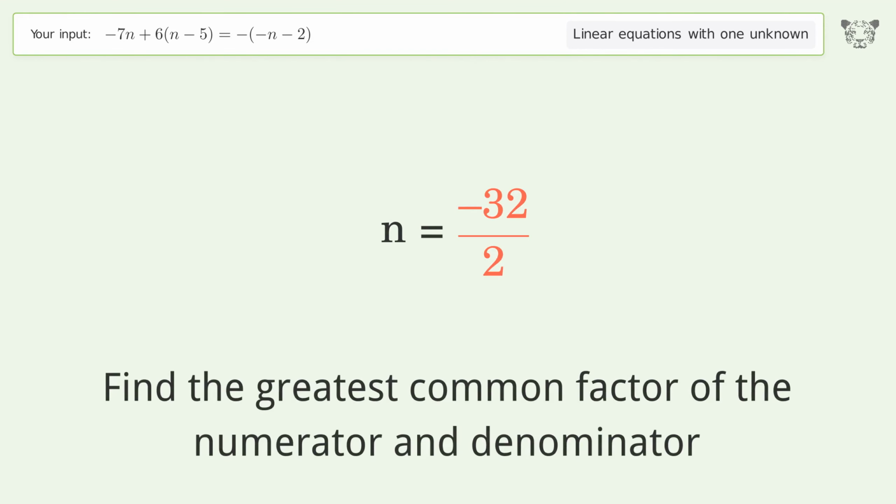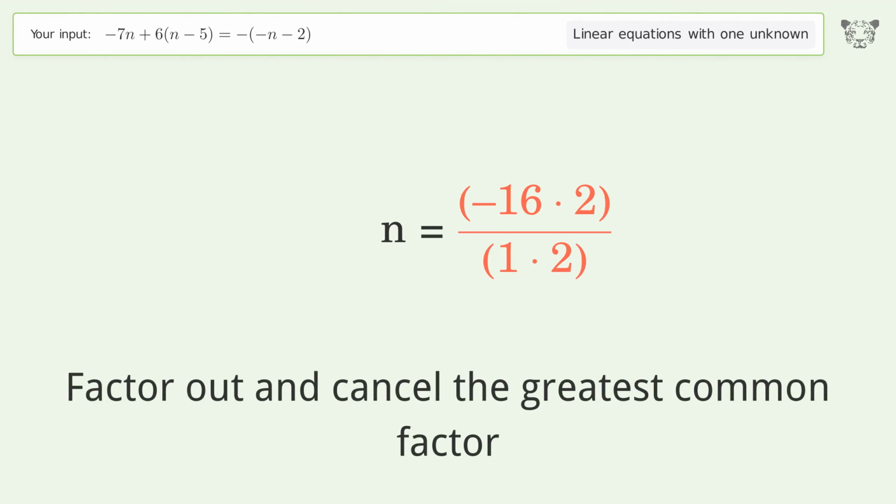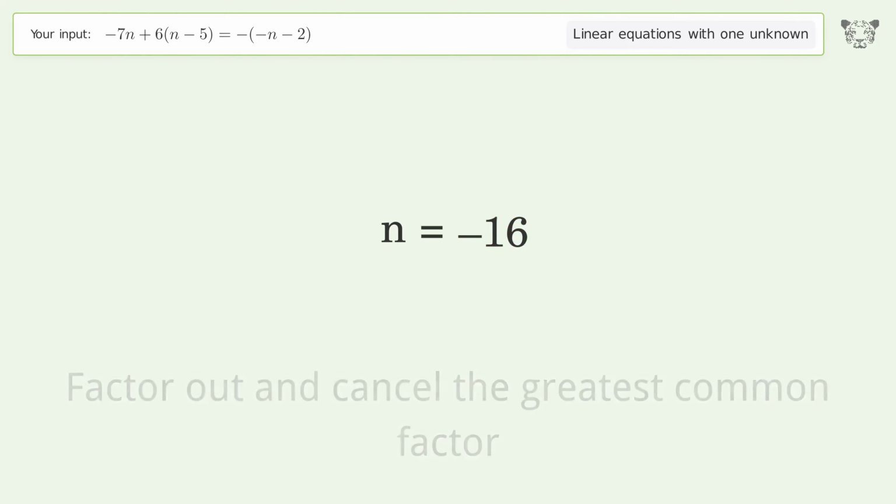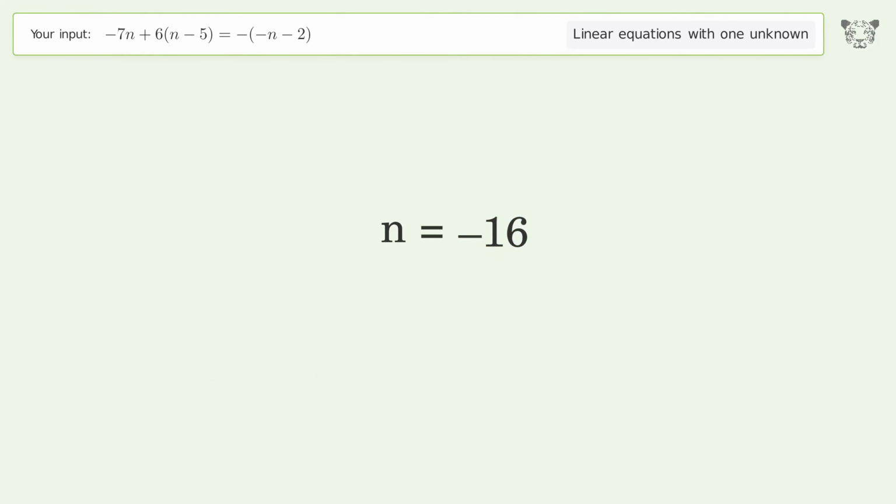Find the greatest common factor of the numerator and denominator. Factor out and cancel the greatest common factor. And so the final result is n equals -16.